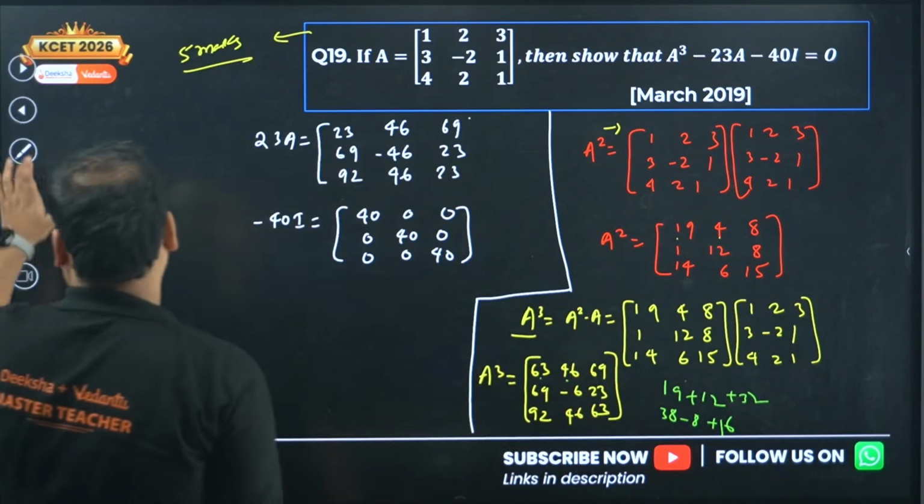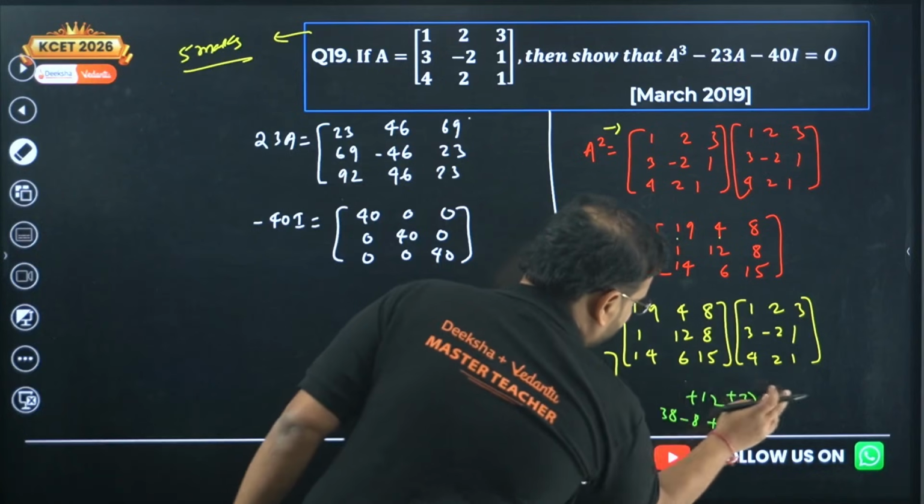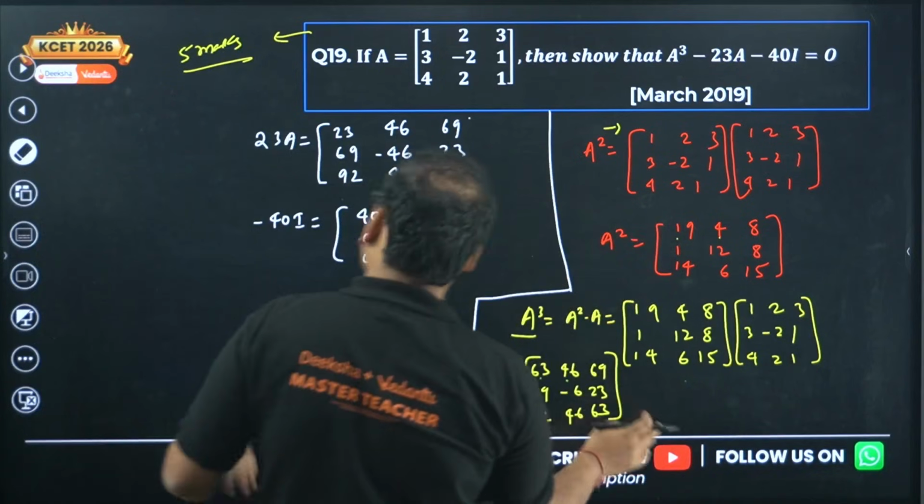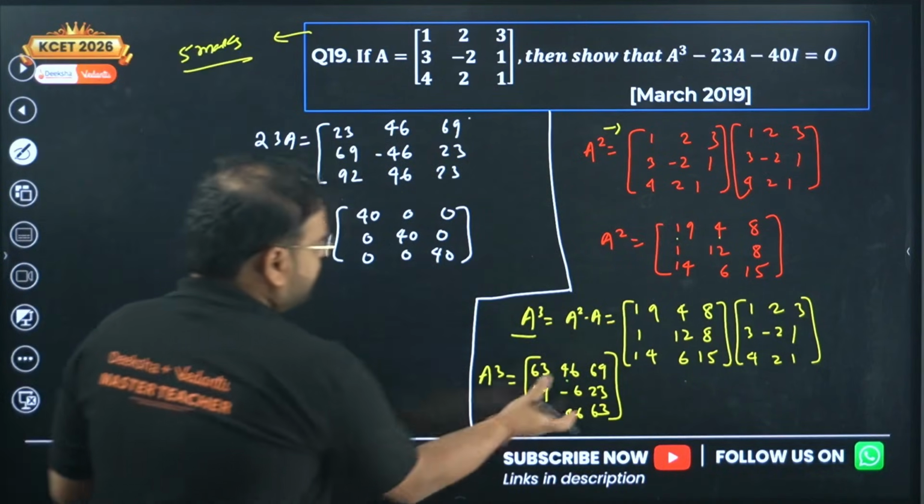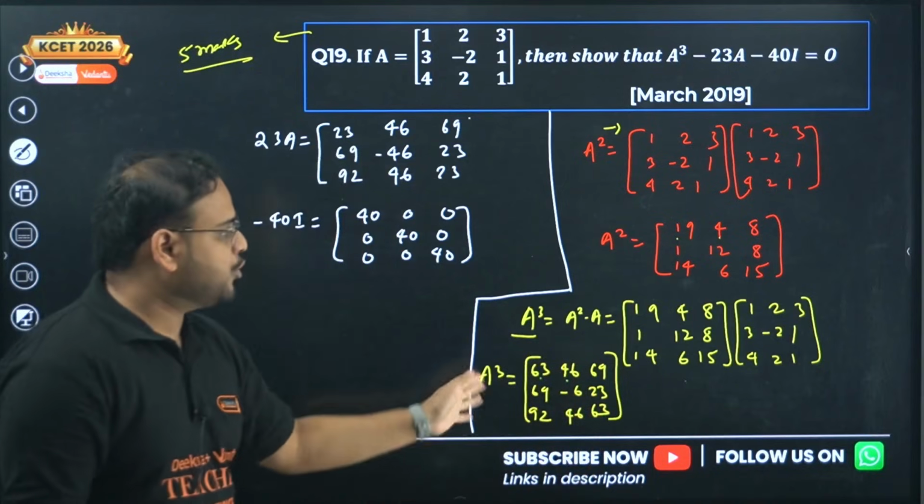You get A cube also here. Likewise, if you solve it, you'll get A cube also. All the terms are written over here. Clearly, same approach, row to column.